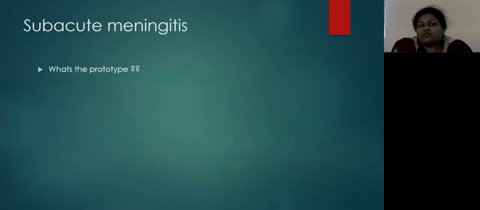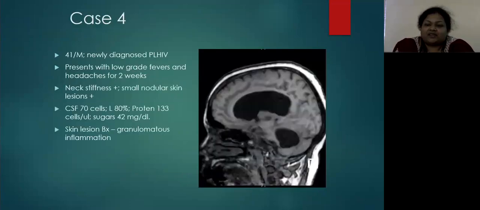Okay, subacute meningitis. What's our prototype? TB. Okay, tell me what you think. This is a 41-year-old man, seropositive, with low-grade fever and headache for 2 weeks, neck stiffness, and some nodular skin lesions. CSF shows 70 cells, lymphocytic, protein is 133 with a sugar of 42. The skin lesion is showing granulomatous inflammation.